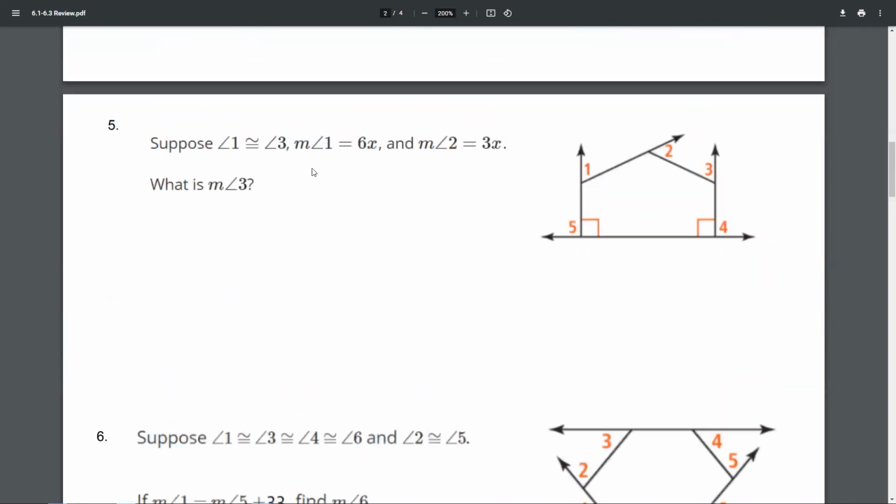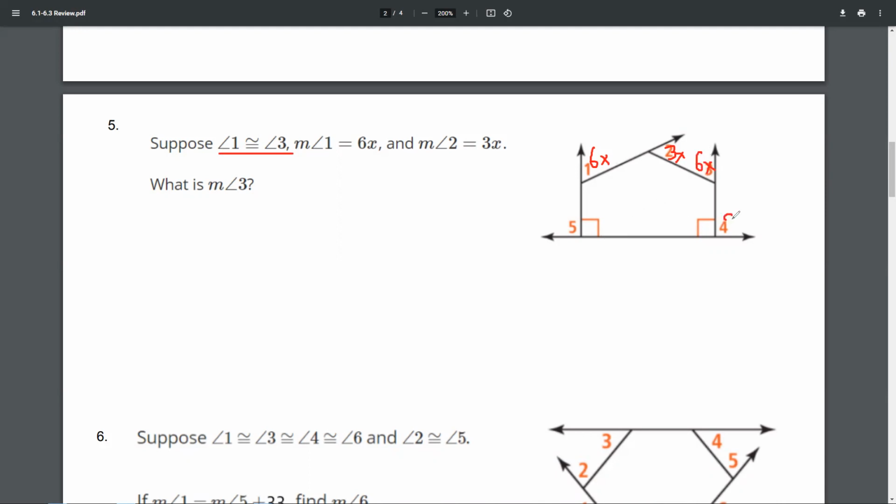Second half here. Okay, it says suppose angle 1 is congruent to angle 3. The measure of angle 1 is 6x. The measure of angle 2 is 3x. What is the measure of angle 3? So we're going to put 6x for angle 1. We're going to put 3x for angle 2. Since angle 1 is congruent to angle 3, I'm also going to put 6x for angle 3.